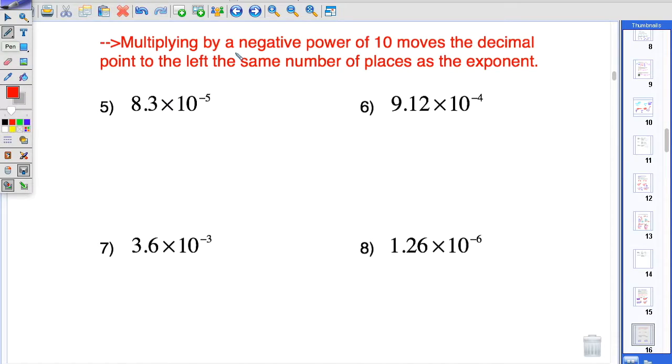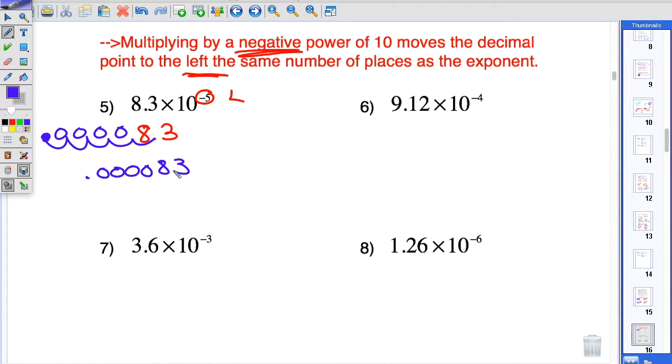Multiplying by a negative power of 10 moves your decimal point to the left the same number of places as the exponent. So this time with a negative exponent, we are moving our decimal point to the left. We have 8.3 times 10 to the negative 5th power. The negative 5th power tells us we move our decimal point to the left. So rewrite our number, and this time we move our decimal point to the left 5 places: 1, 2, 3, 4, 5. Decimal point is now in the front. We drop in zeros. We rewrite it, and this is 83 millionths, written in standard form.